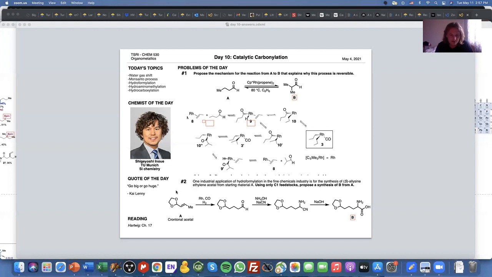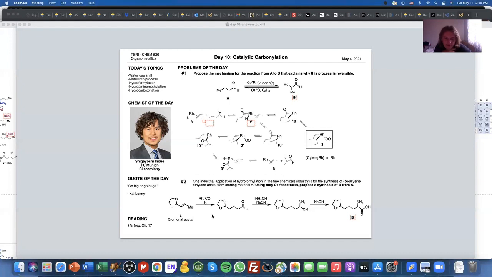And so for question 2 now, let's look. We just basically need to make B from A using only C1 feedstocks. And so we know based on today's lecture, one of these is going to have to be a carbonylation reaction, probably hydroformylation. And so starting from the feedstock A, crotonyl acetal, this will directly undergo a chain walking hydroformylation to give the linear selective product.